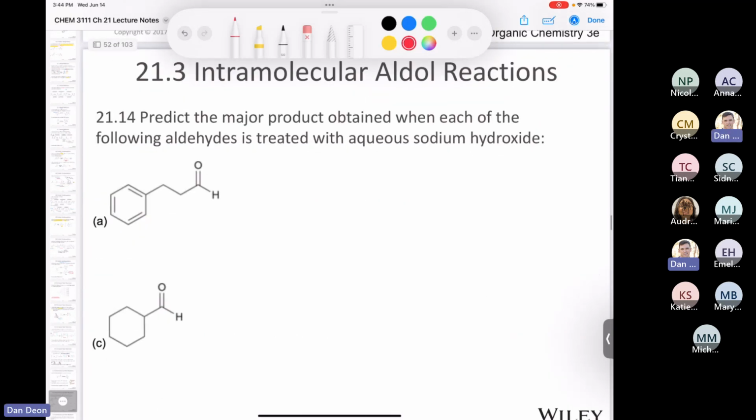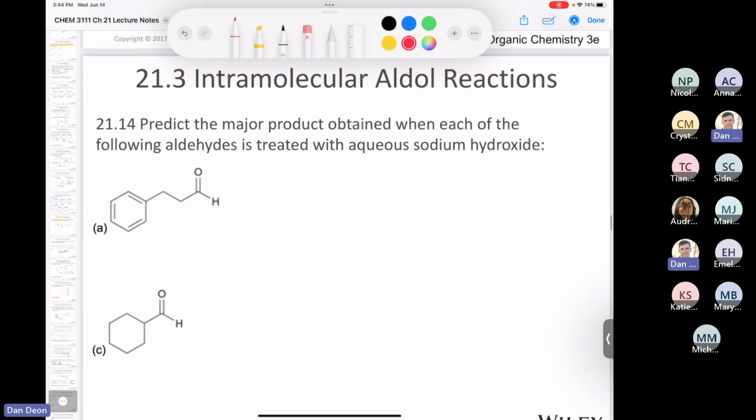So with all that in mind, let's get a little bit of practice here. This one says, predict a major product when each of the following aldehydes is treated with aqueous sodium hydroxide. Notice it says you treat this with aqueous sodium hydroxide, and it doesn't say anything about heat. So we'll put here no heat. Therefore, we're going to get the aldol addition product. We're not going to do an aldol condensation.